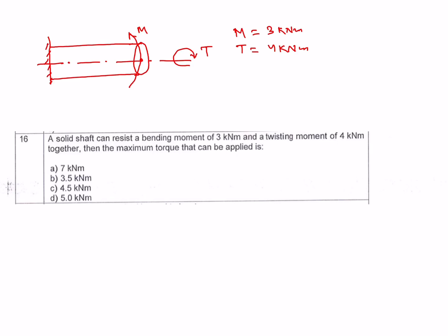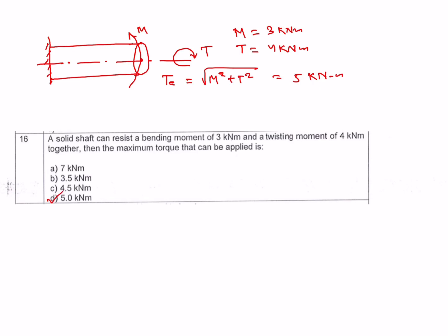So the equivalent torque direct formula is T equal to root over of M square plus T square. 3 square plus 4 square whole root over it, equal to 5 kN. So from the options we will check, D is your correct answer.